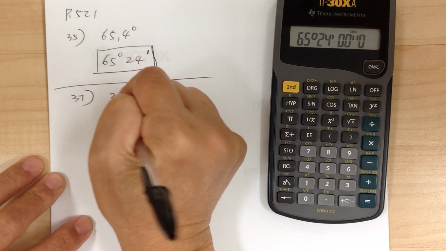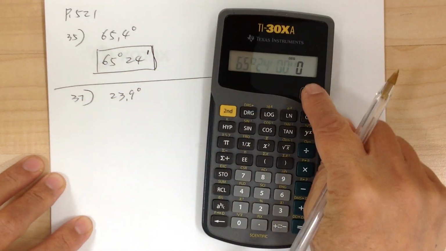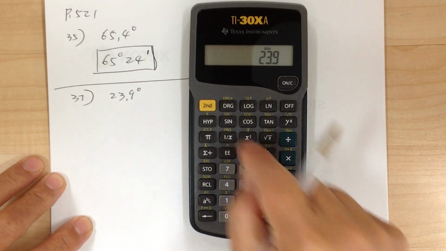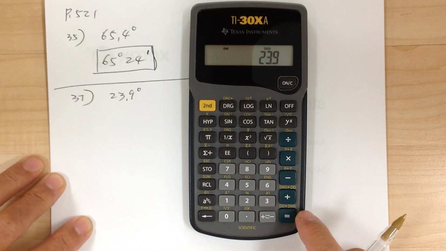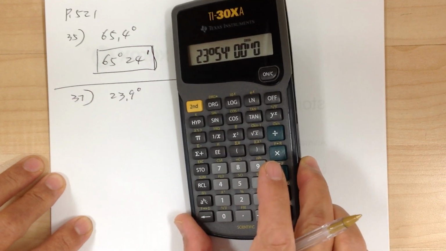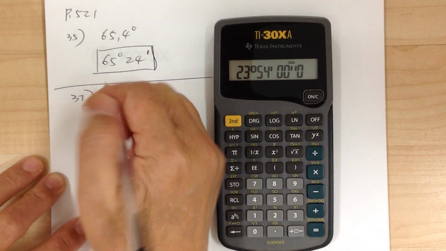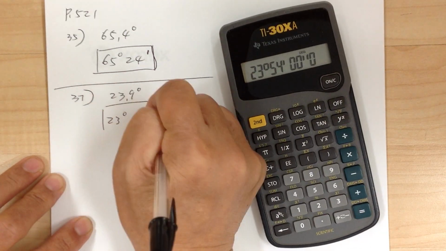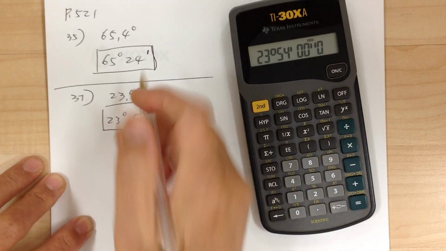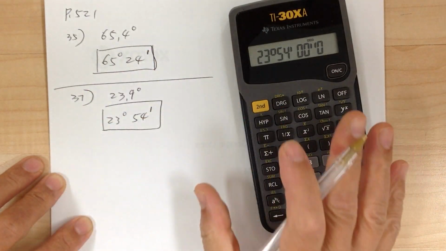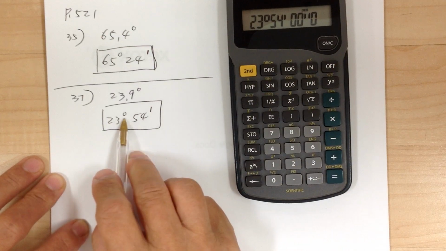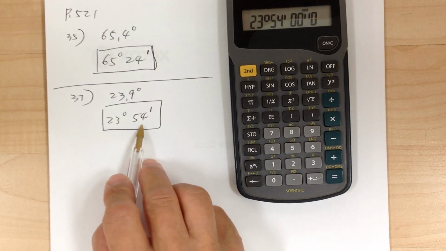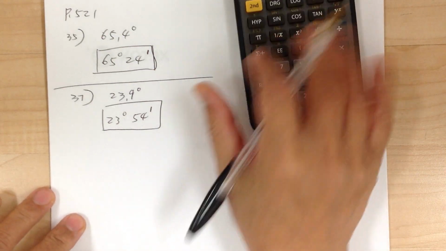Okay, you've got 23.9 degrees. Get your calculator. This one here gives 23 degrees and 54 minutes. So 23 degrees and 54 minutes. Degrees, minutes, and seconds work exactly like the clock. The degree is similar to the hour, then minutes and seconds. So they work exactly the same way.